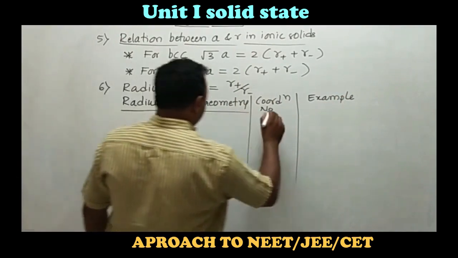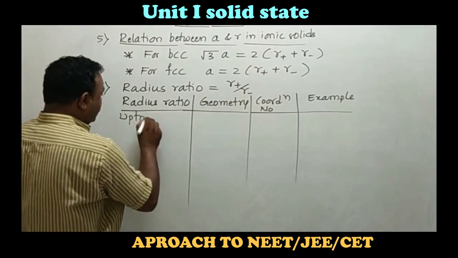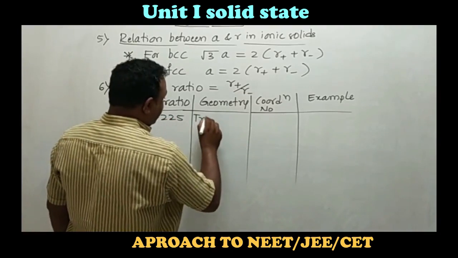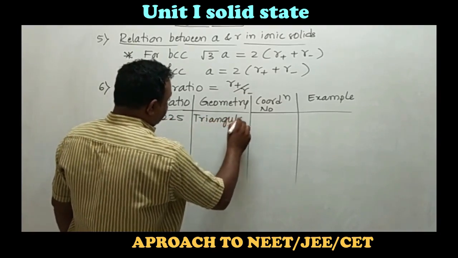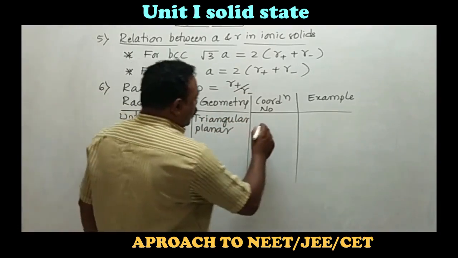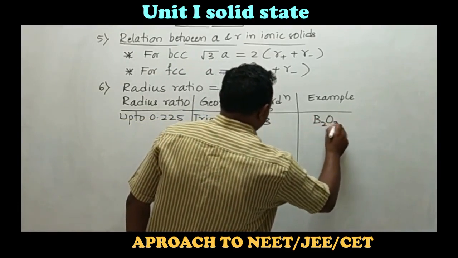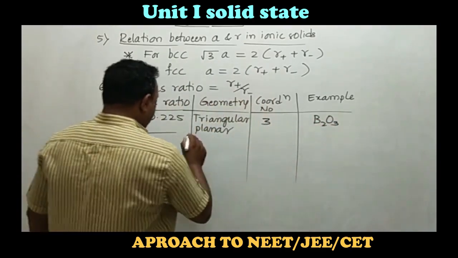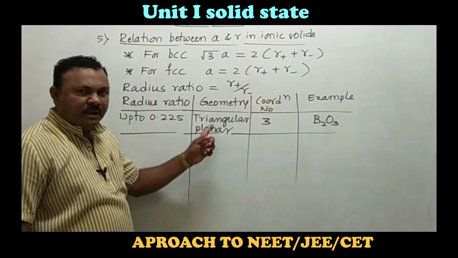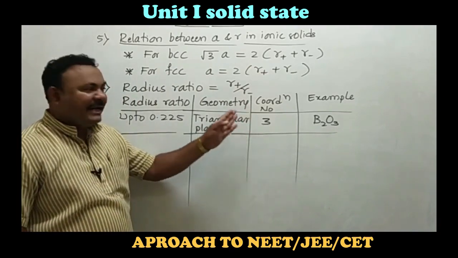First value up to 0.225. If the value is up to 0.225, we are getting triangular planar geometry. Coordination number is 3. Example: B2O3. So if the radius ratio value is up to 0.225, geometry possible is triangular planar. Coordination number we are getting 3.